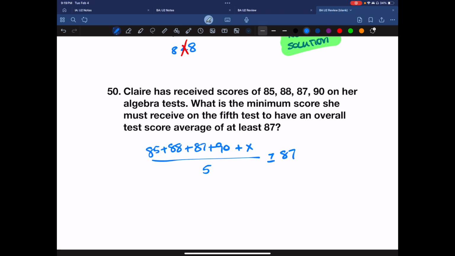Now, if you add up 85, 88, 87, and 90, you get 350. That'd be 350 plus x. And if you take the 5 and multiply it to the other side, 5 times 87 is 435. Then I'm going to subtract 350, and that's going to give me x is greater than or equal to 85. So what is the minimum score she needs? She needs an 85. And that's your answer.